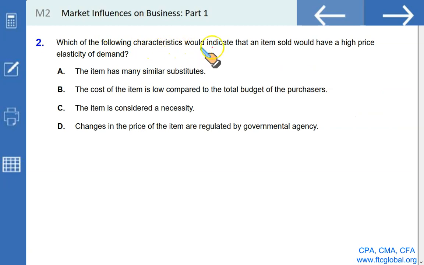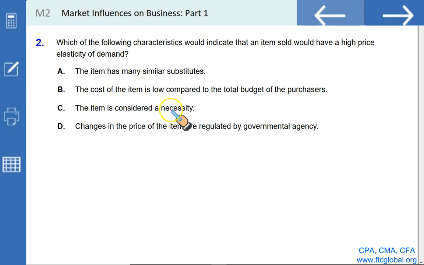Which of the following characteristics would indicate that an item sold would have a high price elasticity of demand? The item has many similar substitutes. This is absolutely right. When an item has many similar substitutes, its price elasticity of demand would be higher. It means if the price of this item goes up, since there are many similar substitutes, people will switch their demand to the substitute. The cost of the item is low compared to the total budget of the purchaser. In that case, since it's a very small amount, for any increase in the price of this particular item, the price elasticity of demand tends to be low, not high. That's why A still is the good answer.